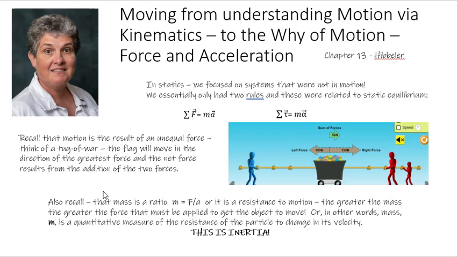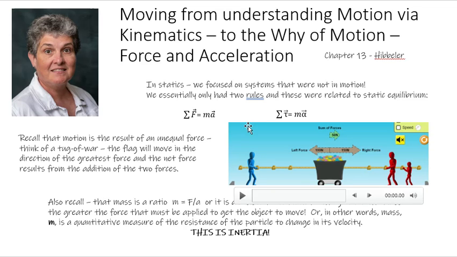So that tug of war, we get a flag, a cart, whatever. We think of the direction of the greatest force, and the net force results from the addition of the two forces. Also recall that mass is a ratio. It's a ratio of the force to the acceleration, and we can consider that a resistance to motion. The greater the mass, the greater the force that must be applied in order to get the object to change its motion.